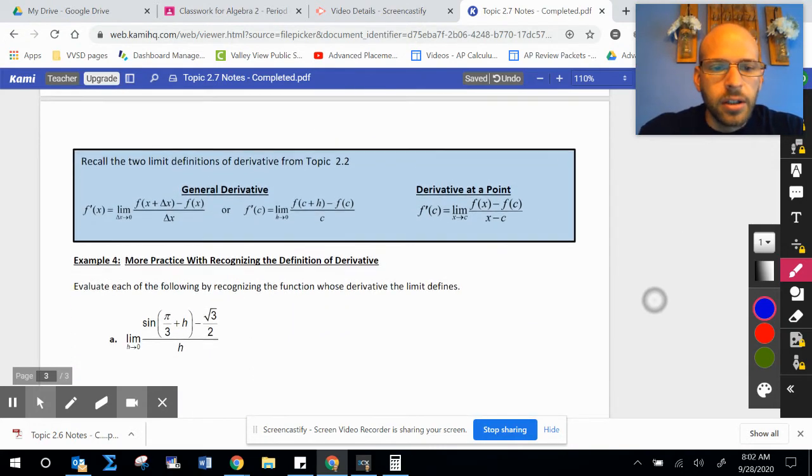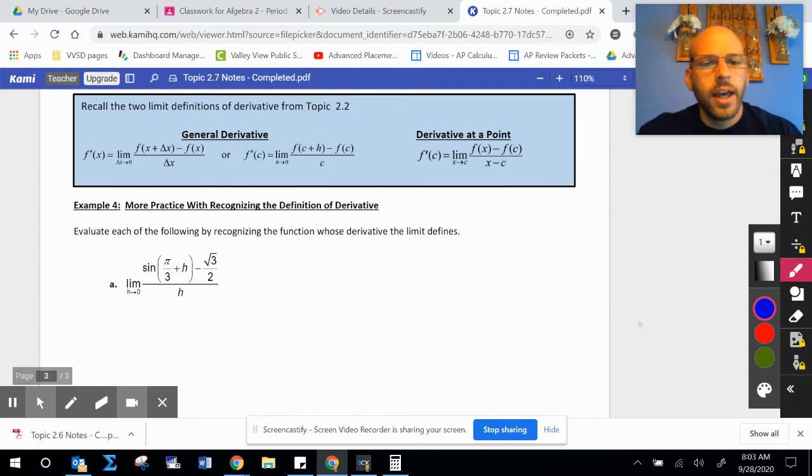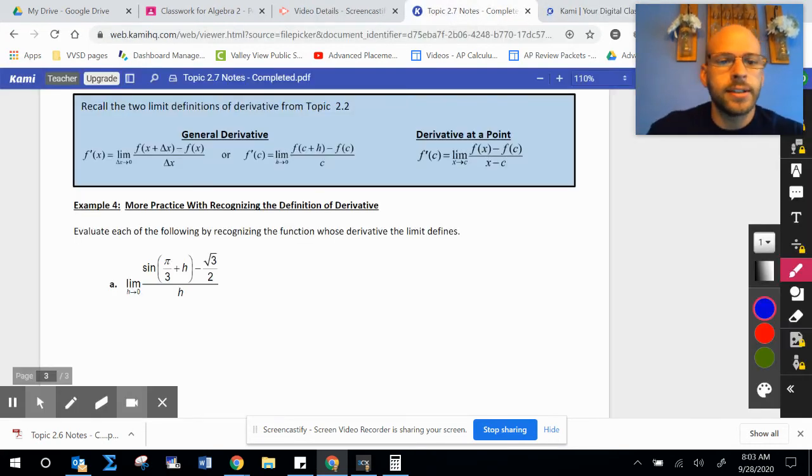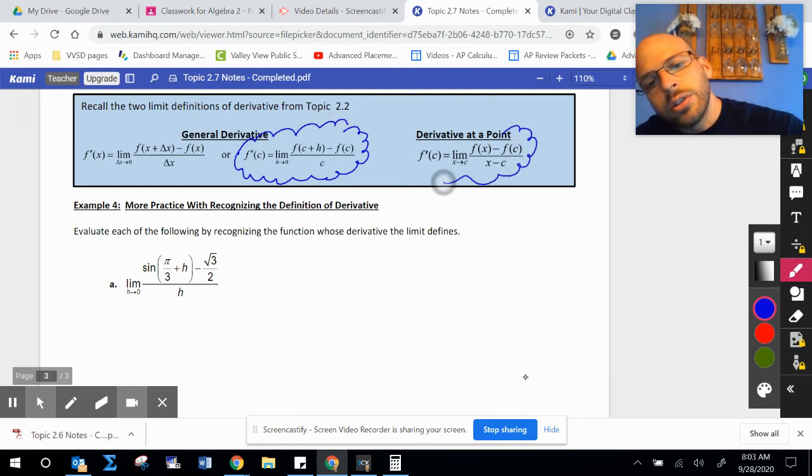Now, let's take a look at, I want to make a connection between the derivatives that we did in topic 2.2 using limits and what we're doing now. Okay, so that's very important. So I want you to take a look. These were the definitions for derivatives. If you take a look, this is what we use the most. And AP also likes to use this one from time to time.